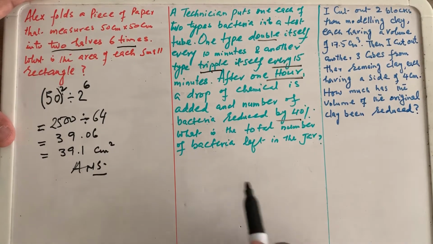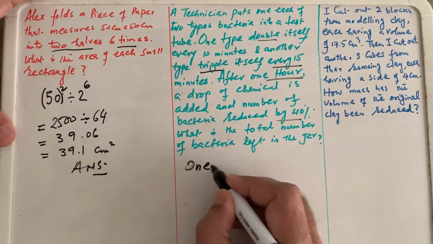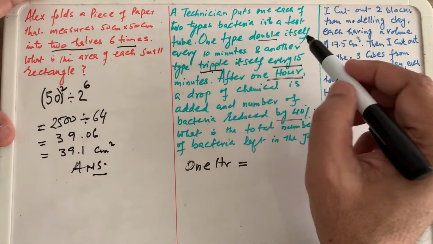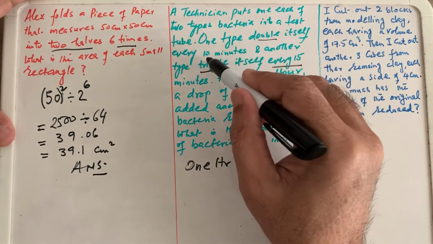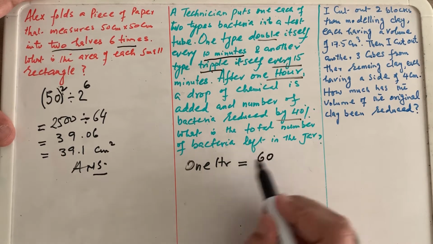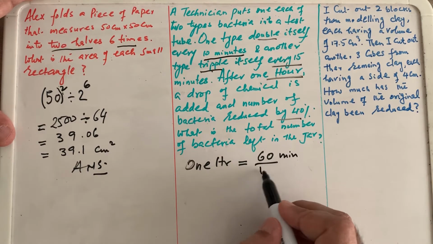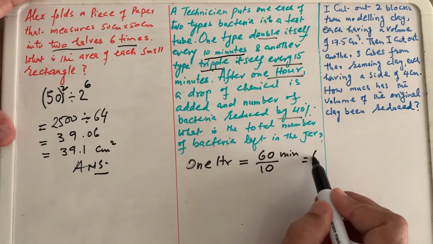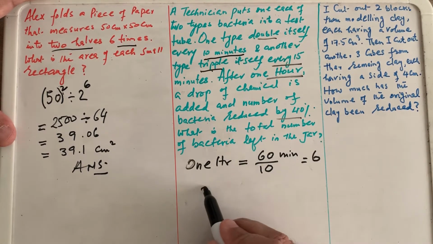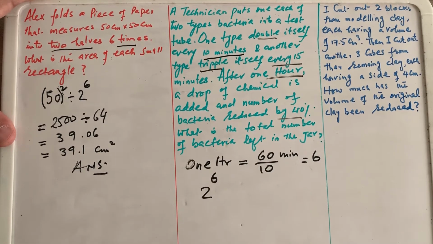Now, first things first, what is 1 hour? So after 1 hour he did, right? In 1 hour, how many 10 minutes are there? Because it is doubling itself every 10 minutes. So that means 1 hour means 60 minutes. And this bacteria is doubling itself every 10 minutes. That means he is making it a power, right? 2 to the power, doubling itself every 10 minutes. And after 1 hour, the chemical was added.